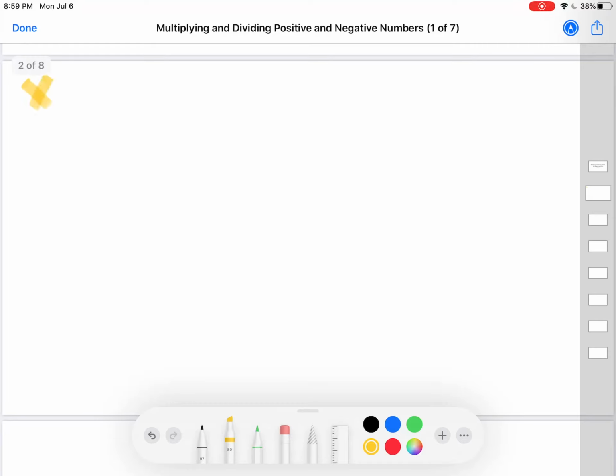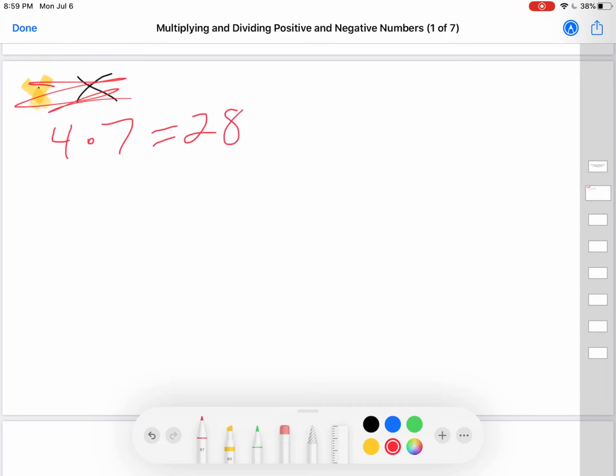notation. I do not want you using this symbol, an x, for multiplication. X is a variable. We're not going to be using it for multiplication, so cross that right out. You can use a dot. For example, if I wanted to do 4 times 7, I could put 4 times 7 equals 28. That's not actually what I want you to do. I want you to write multiplication like this.